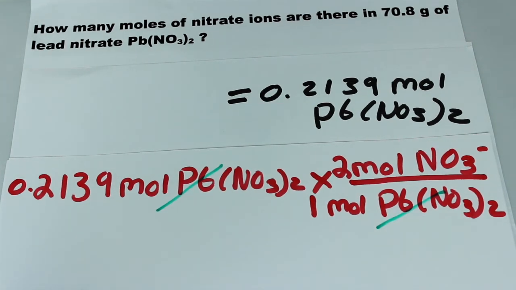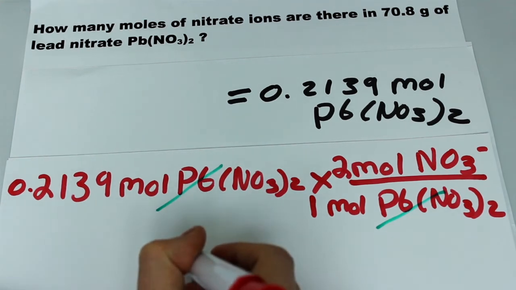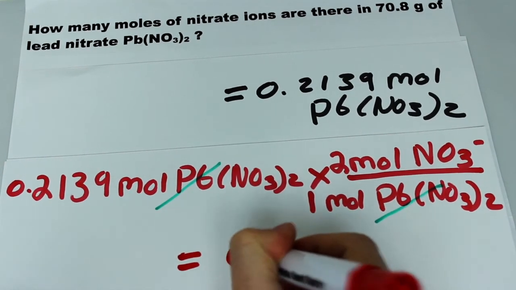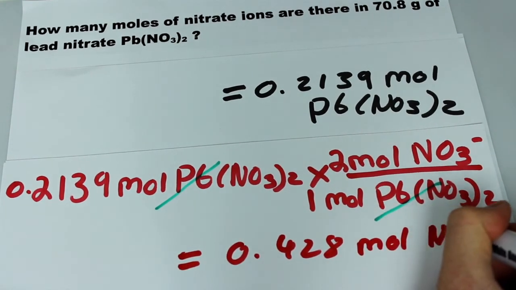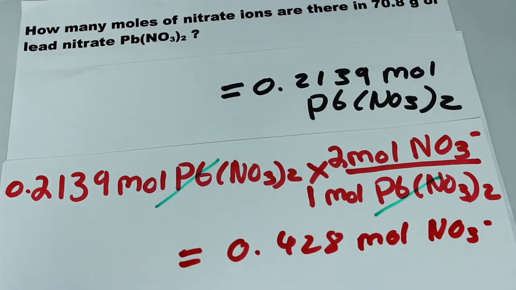So 0.2139 times 2 moles of nitrate ions divided by 1, and we're going to give our answer to 3 significant figures, which is 0.428 moles of nitrate ions. Now what you will notice is that the number of moles of nitrate ions is approximately twice the number of moles of lead nitrate present in the sample. Now this makes sense because in 1 mole of lead nitrate you will have 2 moles of nitrate ions. So for whatever number of moles of lead nitrate you have in the sample, you will have approximately twice the number of moles of nitrate ions. So these values make sense.